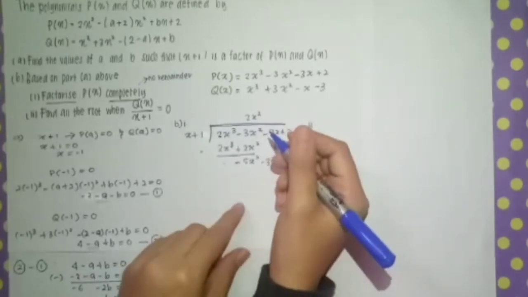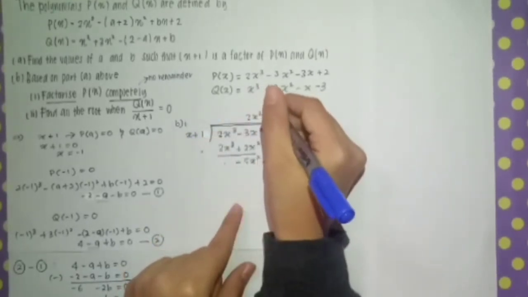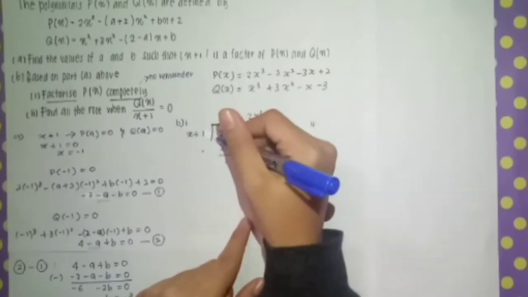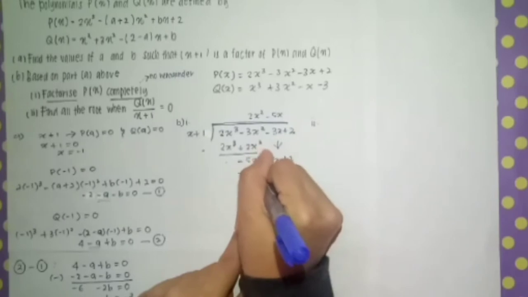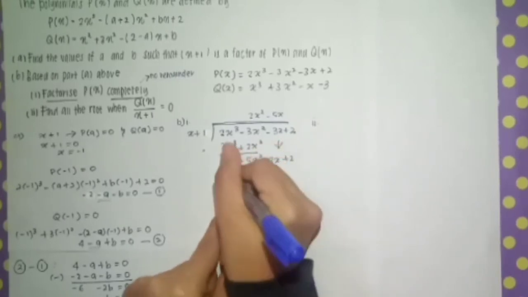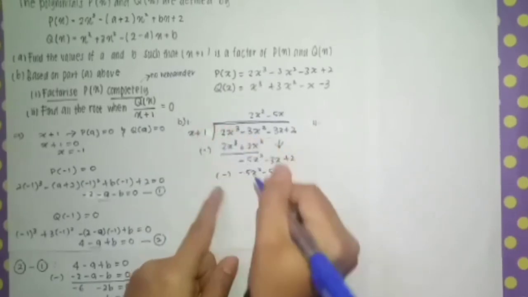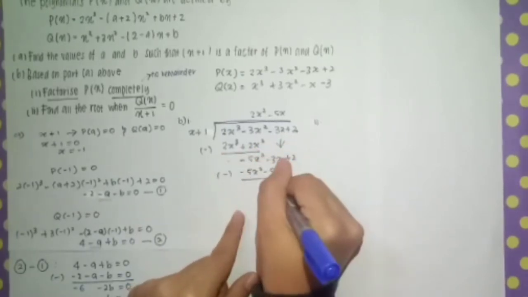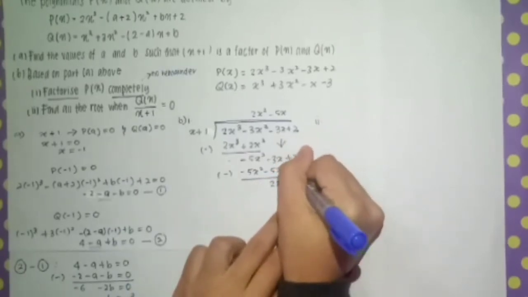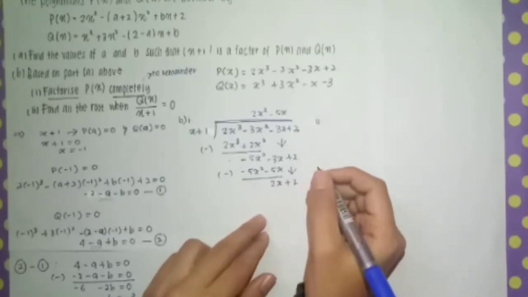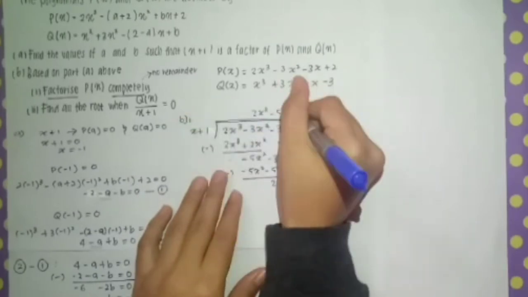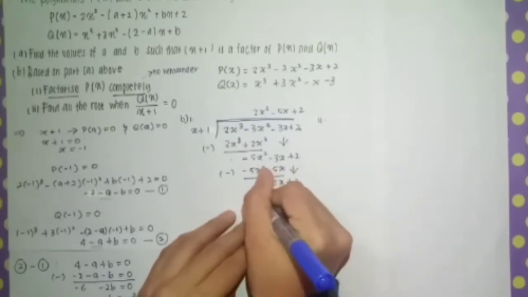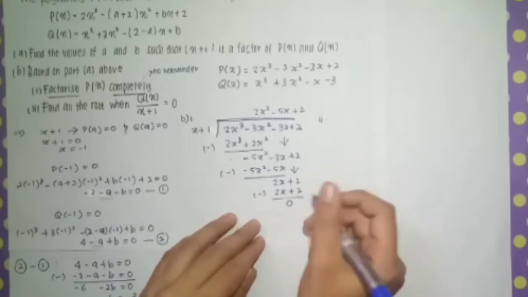We repeat the process again. Negative 5x squared divided by x, we get negative 5x. Then multiply negative 5x by x plus 1, we get negative 5x squared minus 5x. Then we subtract: negative 5x squared minus 3x minus negative 5x squared minus 5x, we get 2x. Then we bring down 2 and repeat the steps again. 2x divided by x, we get 2. 2 multiplied by x plus 1, we get 2x plus 2. We subtract that and we get 0. There is no remainder.